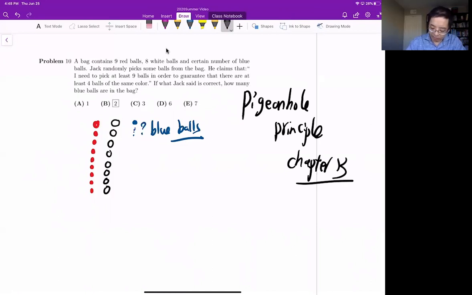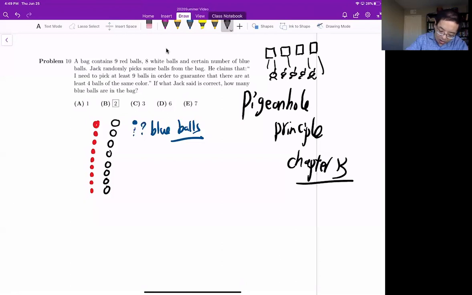Now the basic pigeonhole principle says, let's say you have 4 cages, and then you have 5 pigeons. You want to put 5 pigeons into 4 cages. Then the conclusion is there's at least 1 cage that has more than 1 pigeon, right? Okay, so that's the very simple pigeonhole principle. All right. So this is just a variant of the pigeonhole principle.